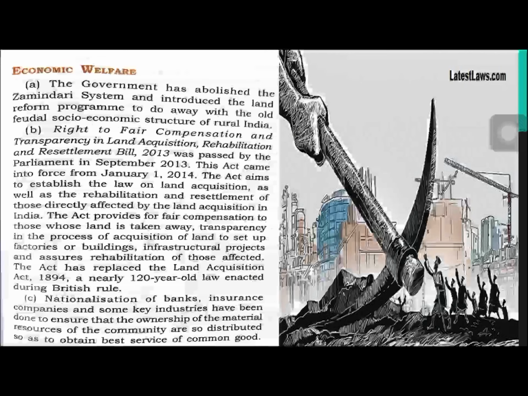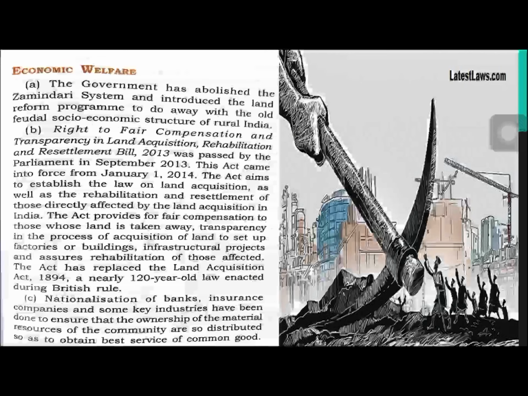As a result, any person or government taking land for making buildings or infrastructural projects, such as apartments, residential places or factories, for whatever purpose they may be acquiring my land, they have to give me fair compensation. This act was passed in September 2013, and it came into existence from January 2014. It has replaced the earlier 120-year-old act made by the Britishers. The Britishers had a Land Acquisition Act, passed in 1894. After almost 120 years, in 2014, it was replaced by the Right to Fair Compensation and Transparency in Land Acquisition, Rehabilitation and Resettlement Bill.